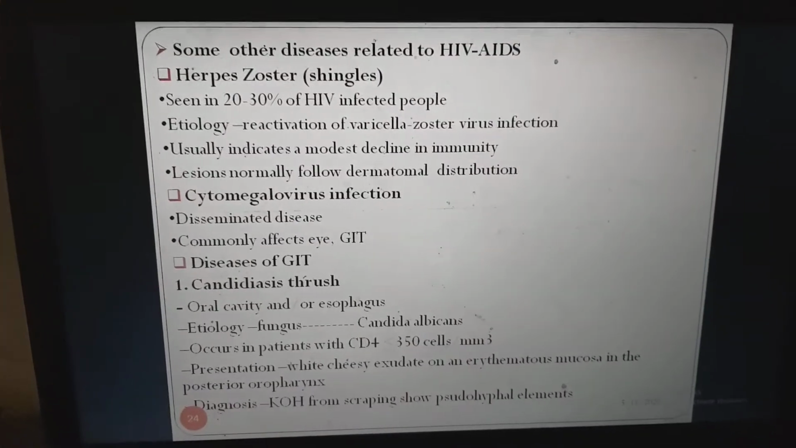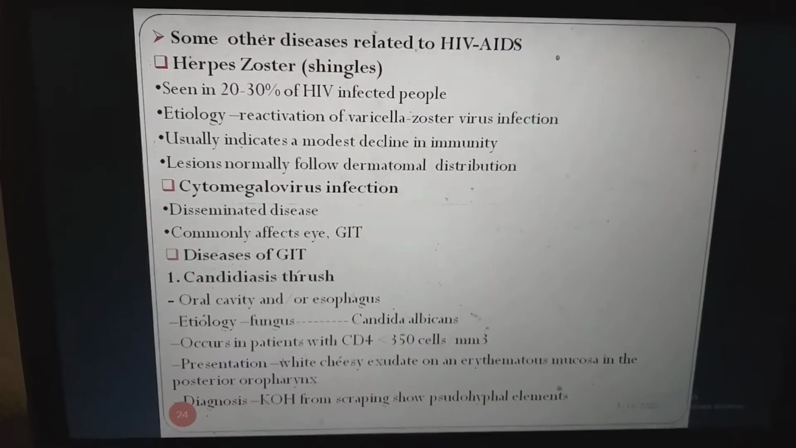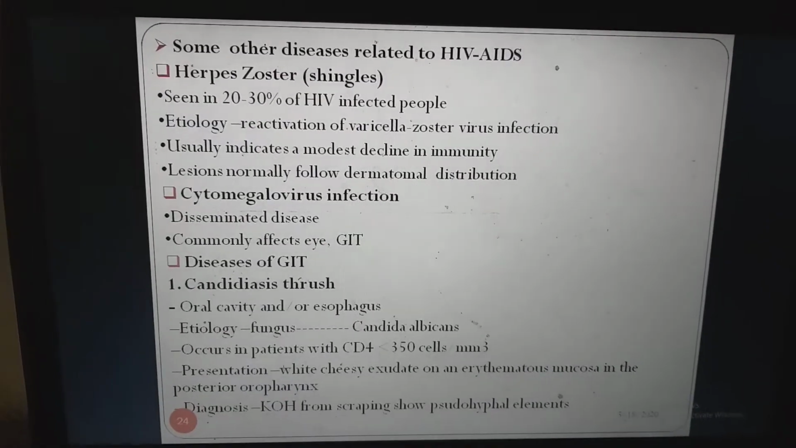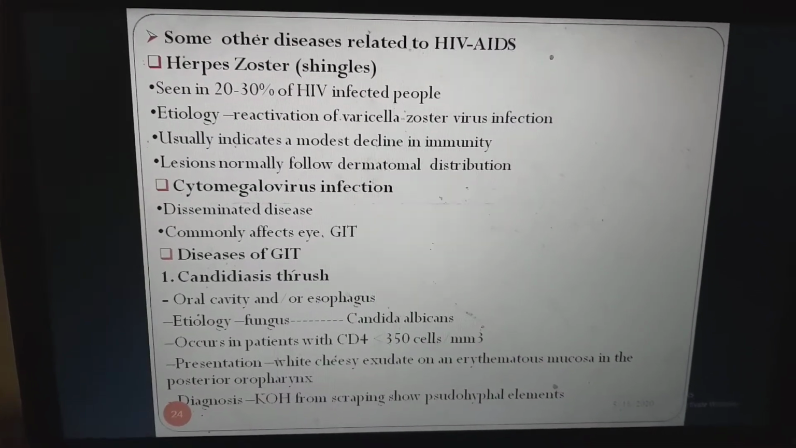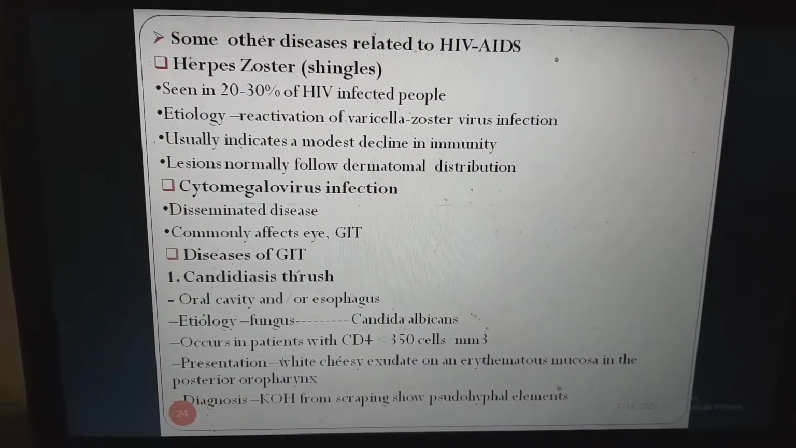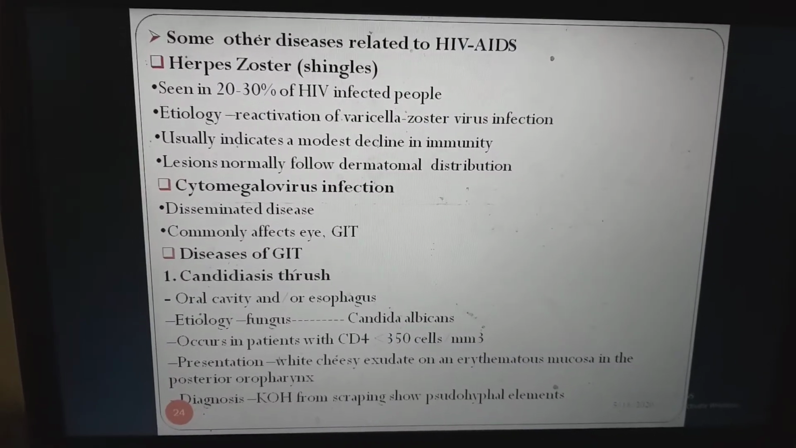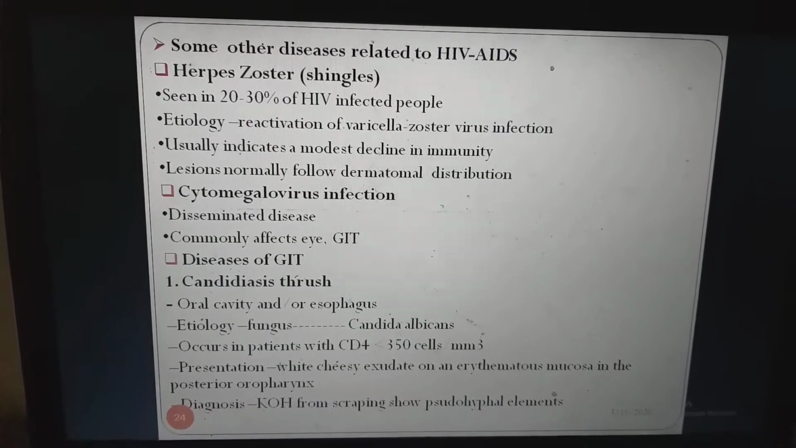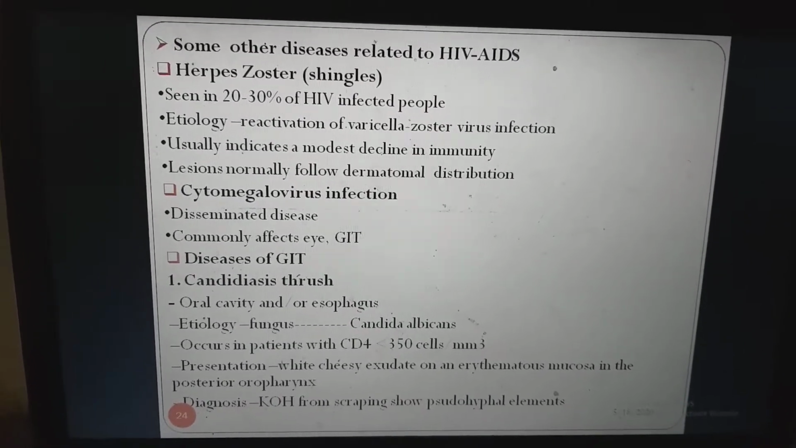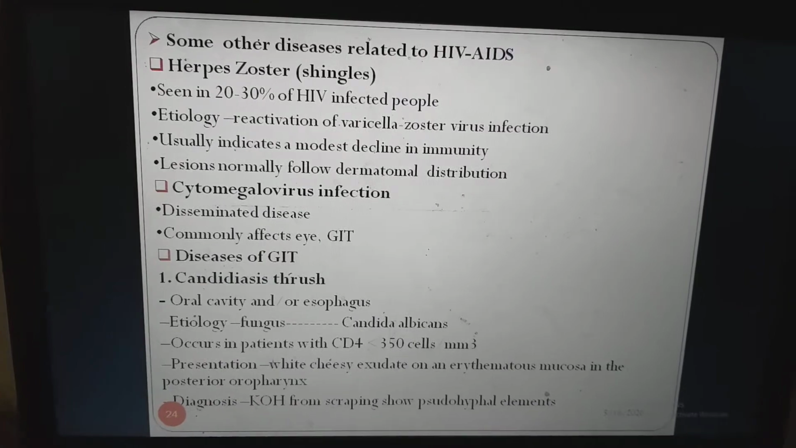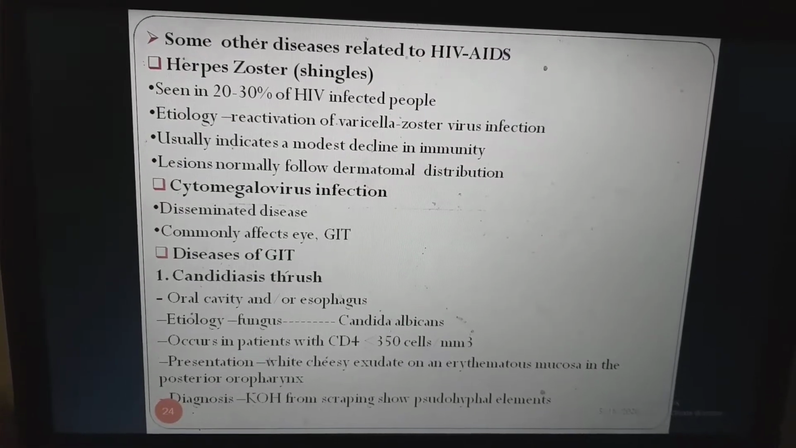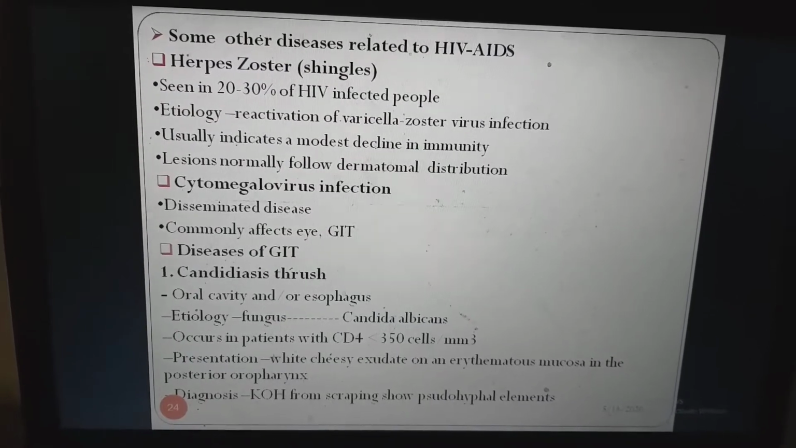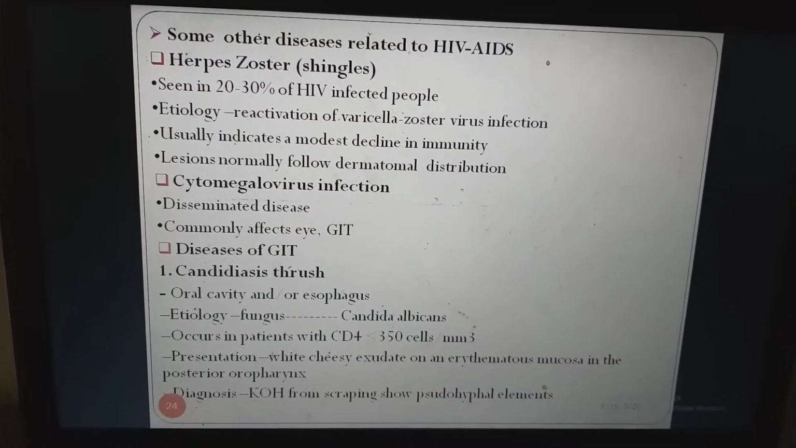Some other diseases are related to HIV. There are special diseases related to HIV. For example, herpes zoster or shingles, seen in 20 to 30% of HIV infected people. Etiology: reactivation of varicella zoster virus infection, usually indicated by a modest decline in immunity. Lesions normally follow a dermatomal distribution. Cytomegalovirus, disseminated disease, commonly affects the eye and the GIT.